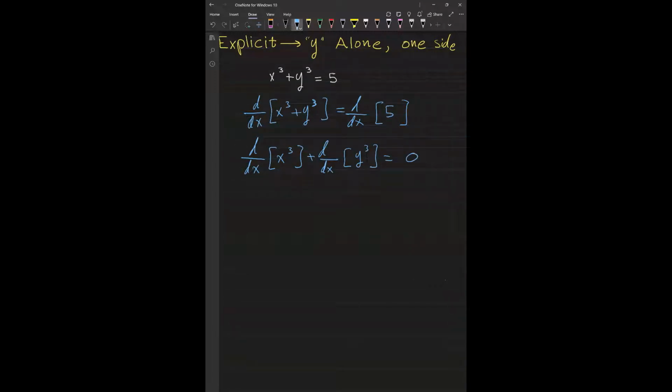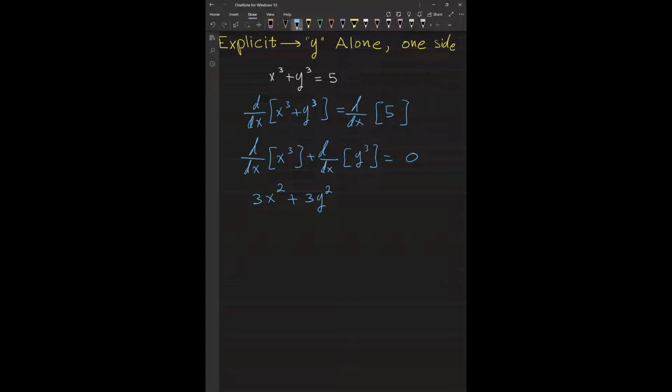Now take the derivative of x cubed. Multiply, subtract 1 from 3. That's 2. Plus, take the derivative of y cubed. Multiply by 3, subtract 1 from 3. That gives you 2.